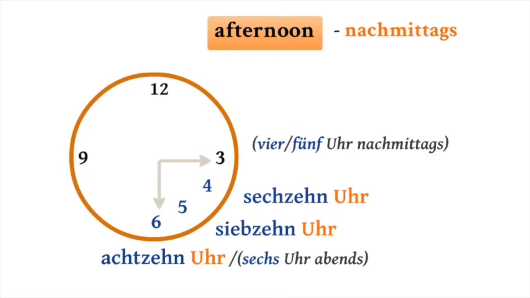So remember, from 1 o'clock in the afternoon to 5 o'clock in the afternoon, you still can use the word afternoon, which is nachmittags. But starting with 6 o'clock in the evening, you have to use the word abends, 6 Uhr abends. 4 Uhr nachmittags, 5 Uhr nachmittags, 16 Uhr, 17 Uhr, 18 Uhr, and 6 Uhr abends.